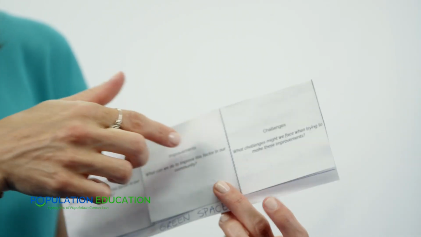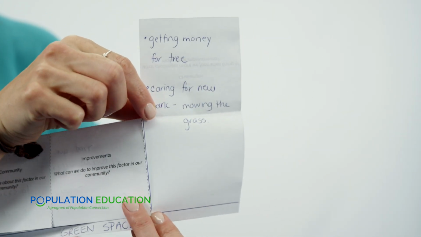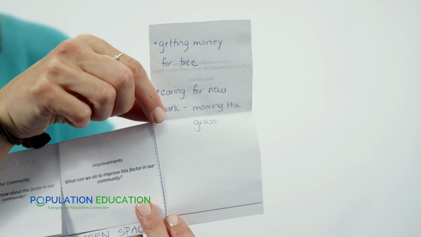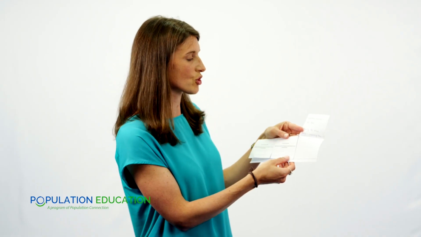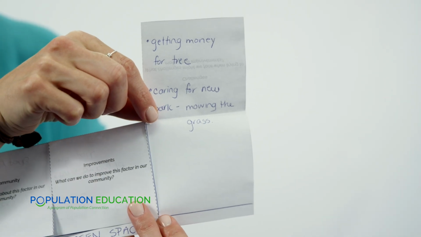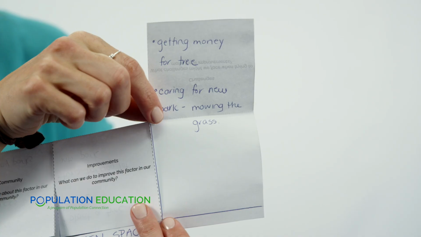And lastly, what challenges might they face when trying to make these improvements? Examples using our green space factor could be getting money for the tree or caring for the new park and mowing the grass. And that's the activity In Search of a Sustainable Life.